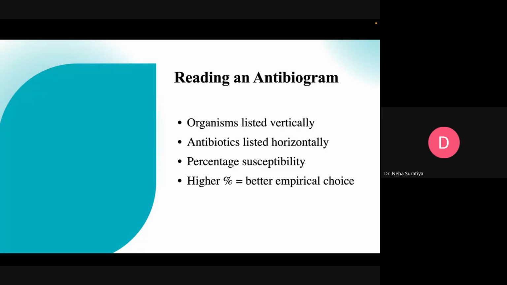For an example, for your understanding, imagine that the first organism written is E. coli, and an antibiotic is written, for an example, amikacin. And where those two connect, in that cell, a percentage is written, for an example 85%. So that means 85% you can rely on this treatment for E. coli. Amikacin, you can trust 85% for E. coli cases. So out of 100 E. coli isolates, 85 were sensitive to amikacin. That is what antibiogram is all about.